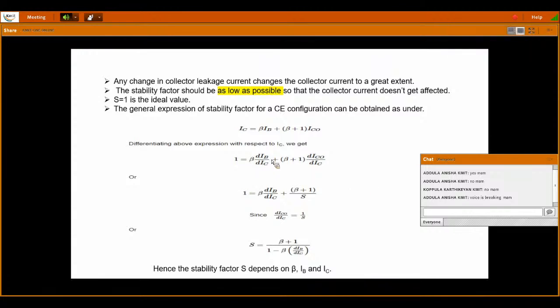So dou IB divided by dou IC plus beta plus 1 times dou IC naught divided by dou IC here. Now this is the reciprocal of your stability factor.